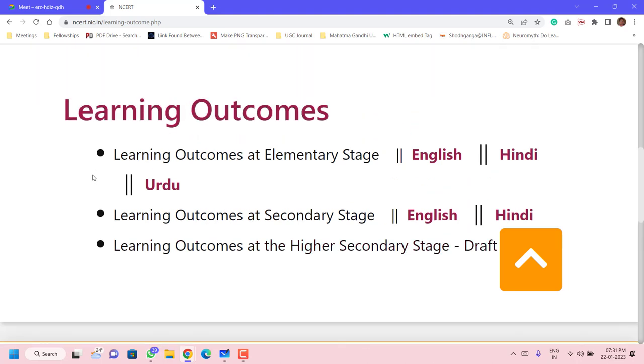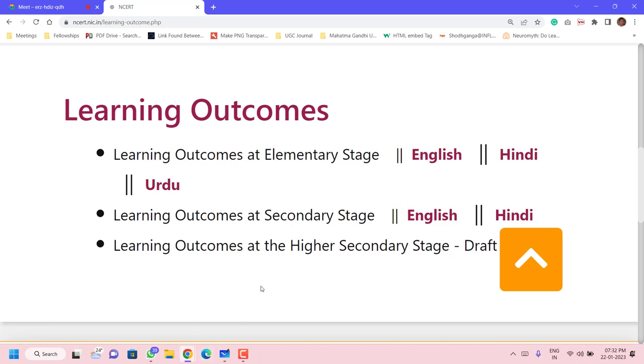So my suggestion, and request also, is that after this class or when you have leisure time, you download the three PDFs and go through them and see what the different types of learning outcomes are for different classes in different subjects, because it is written subject wise, class wise, isn't it?